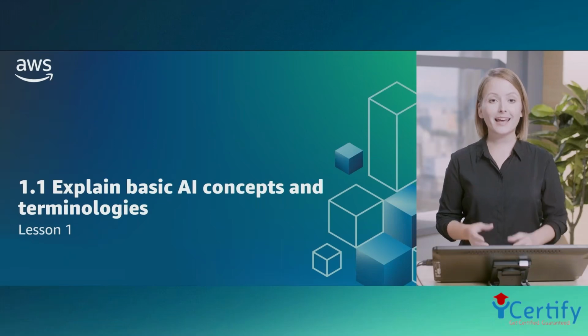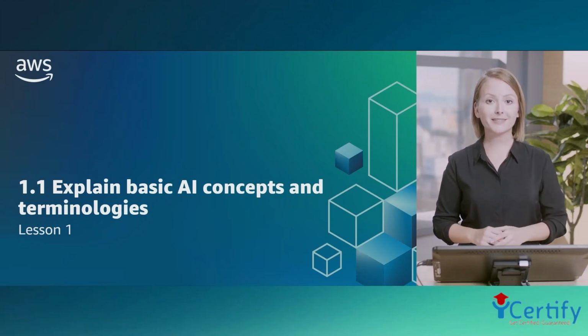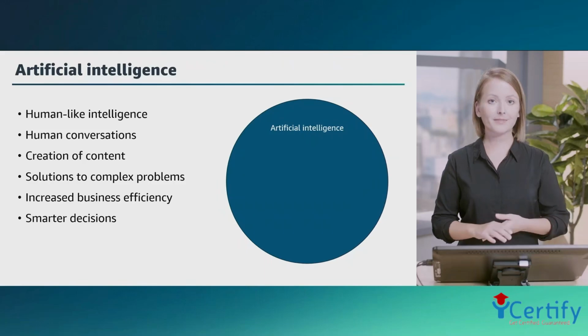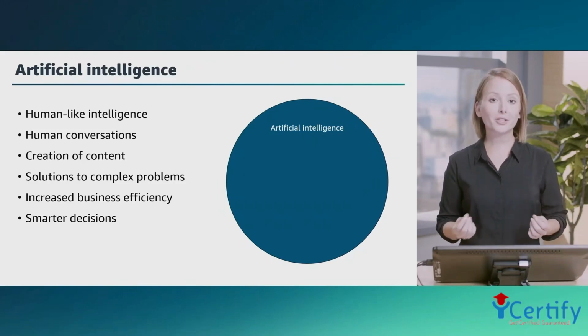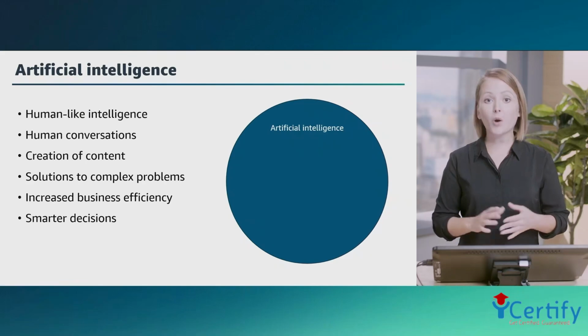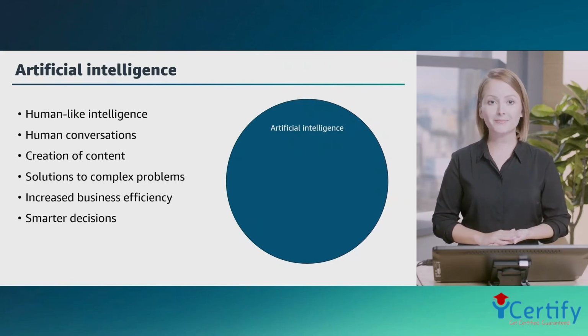Let's get started with the first task statement from Domain 1, which is to explain basic AI concepts and terminologies. This task statement is split into 5 lessons. Let's get started by describing what artificial intelligence is. We'll also give some examples.